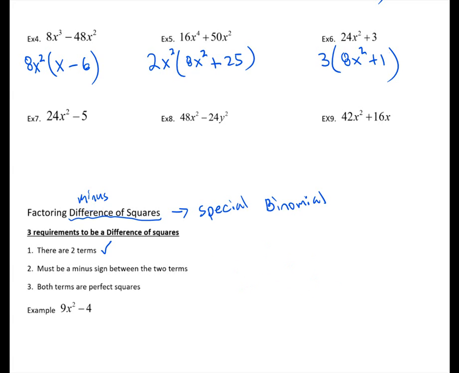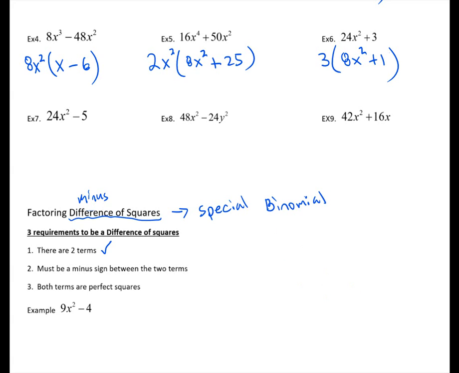So let's say we have 16x squared minus 25. Is this a difference of squares? Just think, can you make this problem fit this pattern? What squared gives you 16x squared? 4x. What squared gives you 25? 5. So if you can make the problem fit this pattern, that means it's a difference of squares. And I'll show you how to factor a difference of squares in a moment. Right now, we're just making sure we know how to identify them.